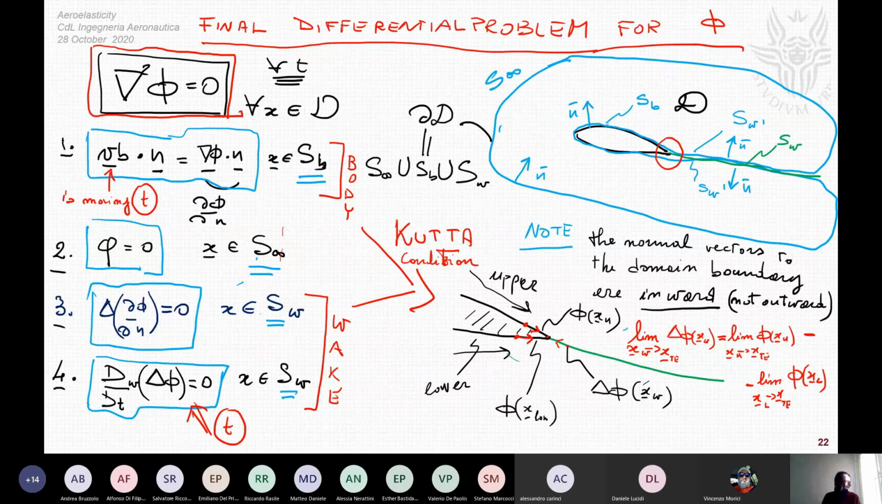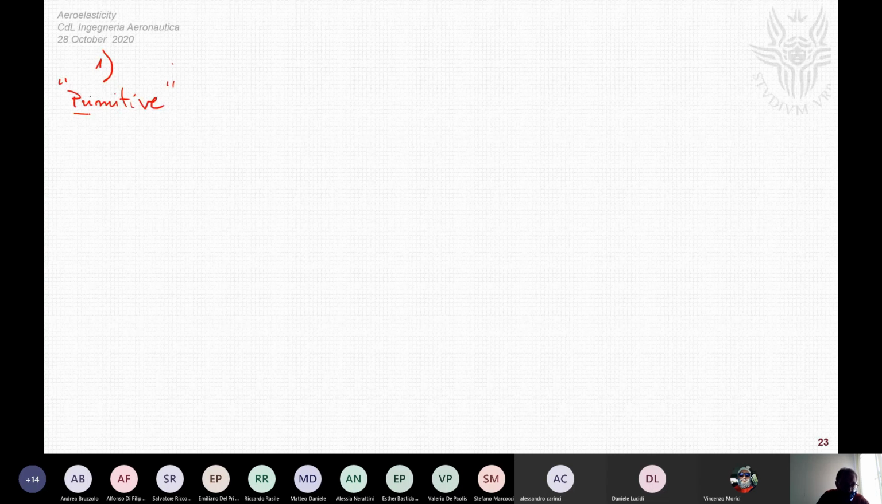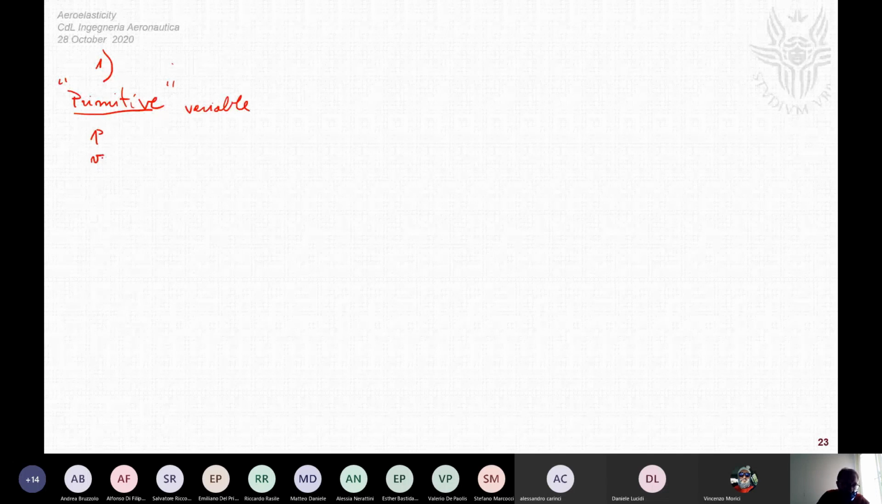Okay, so we can stop here. At this moment, we have our final differential problem. The next step, so look at the general step. We have formulated physically the potential flow in terms of primitive variable. In particular, with step one, so-called primitive variable or physical variable like pressure, velocity. And these are the four unknown.